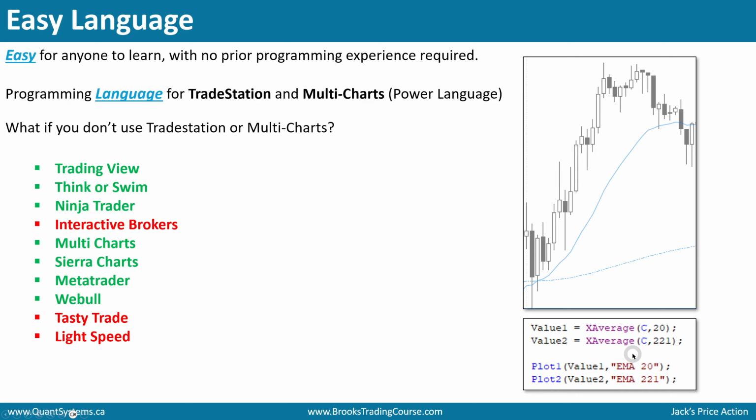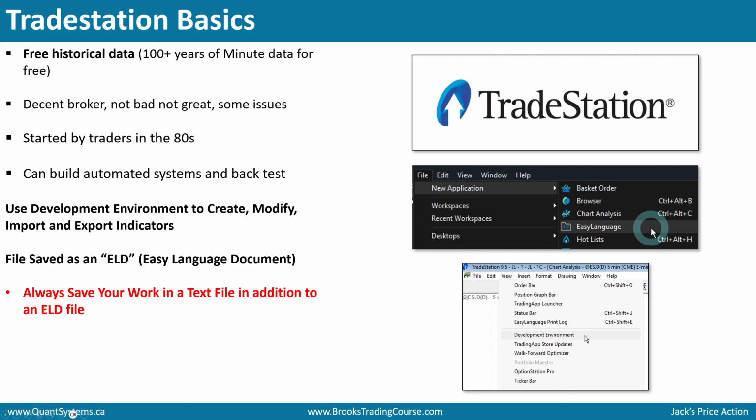And here is a quick, easy example of how to program moving averages. Just a couple of lines of code, a handful of characters, and we'll get into some of that in a minute. And again, about TradeStation, it's super helpful to have because you get free data, 100 years or more of free minute data. I don't know where you can find that much data for free. I've looked at 5-minute charts back into like the 30s, I think. So it's a pretty good deal.